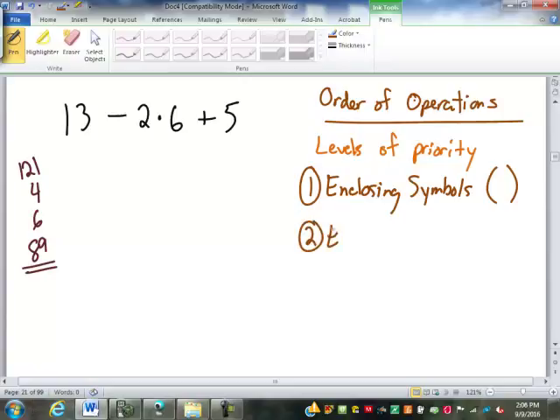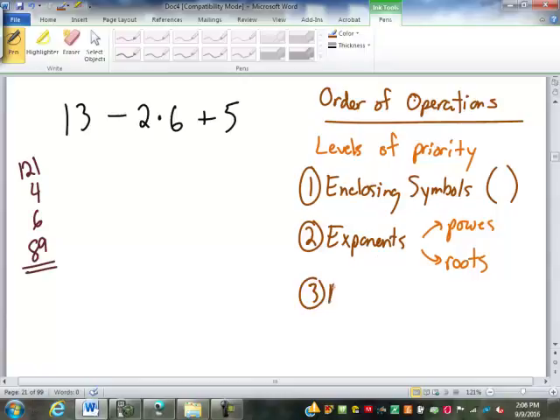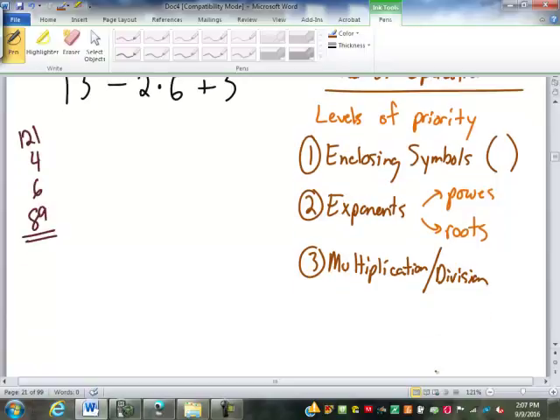Second level of priority is exponents. We haven't talked about either of these yet, but exponents include two things: powers and roots. Third level of priority, multiplication. Now, we had mentioned last class that multiplication and division are the same operation. One goes forward, one goes reverse. So division goes in here with multiplication. And our lowest priority, the things that happen if there's nothing else left to do, is addition. And of course, along with addition is subtraction because they are just the same operation.